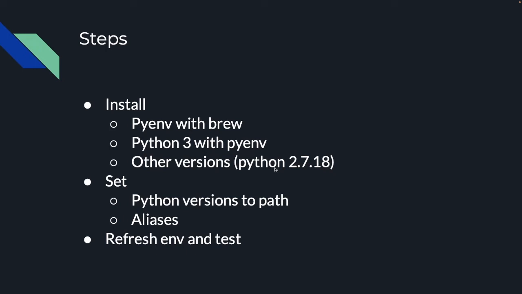These are the steps that we're going to be going through. So we'll begin with installing pyenv using brew, Python 3 using pyenv, and then some other versions of Python. This is an optional part, such as Python 2.7.18, which is the last version of Python 2, or other versions of Python 3. Then we're going to set the Python versions to path so our computer actually knows where they're located. And also we're going to set some aliases, refresh our environment, and finally test to make sure it works.